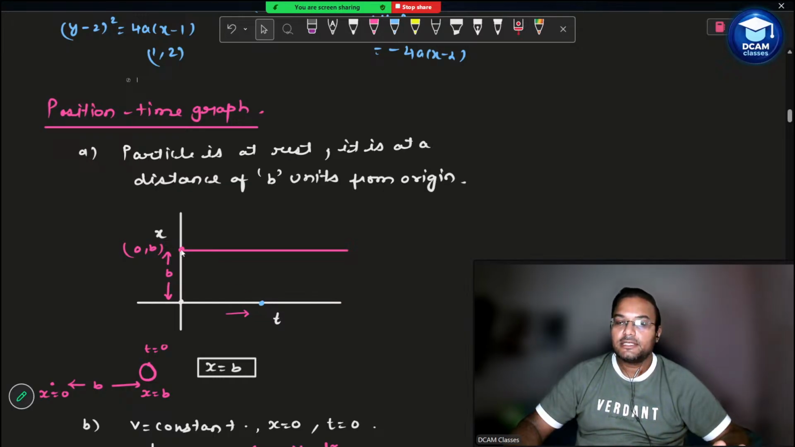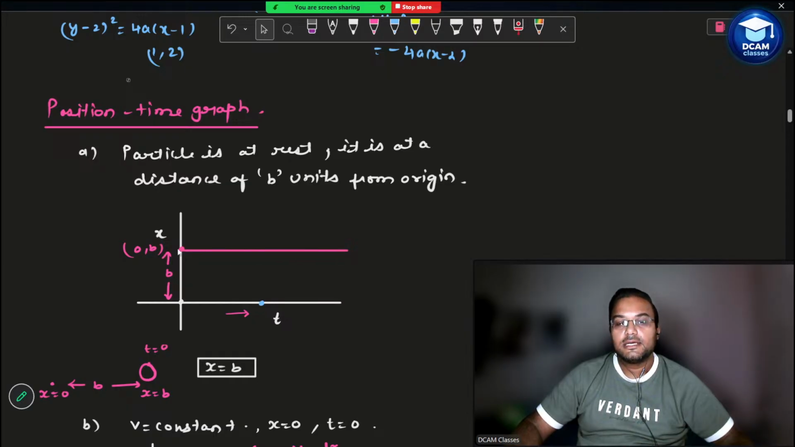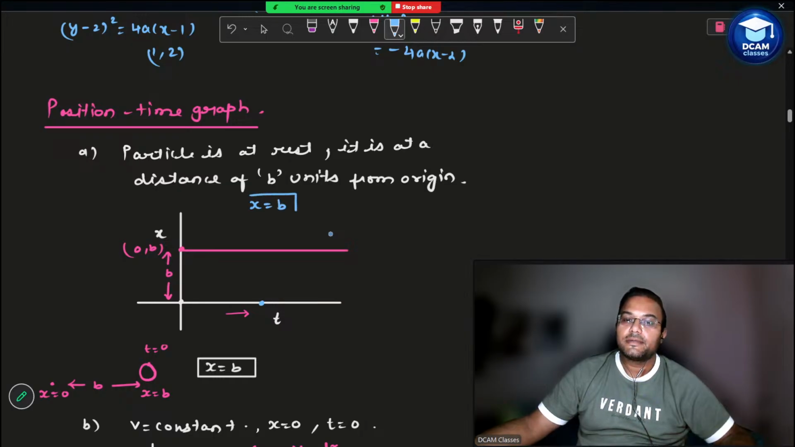Initially the particle was at rest. So when we talk about the position, it was at rest, so its position is not going to change. Every time when the time passes, the position would be b only. So the graph would be a straight line. How can you draw it? x is equal to b.